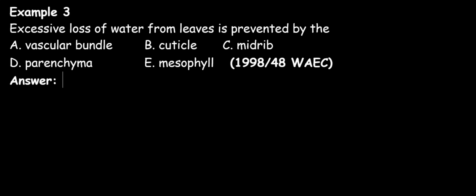So our next question, it says excessive loss of water from leaves is prevented by the A. Vascular bundle. B. Cuticle. C. Midrib. D. Parenchyma. E. Mesophyll. The answer to this question is B. And this is because the cuticle of the leaf helps to prevent excess water loss.